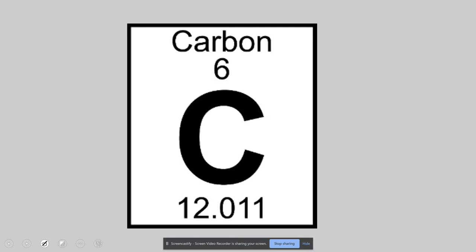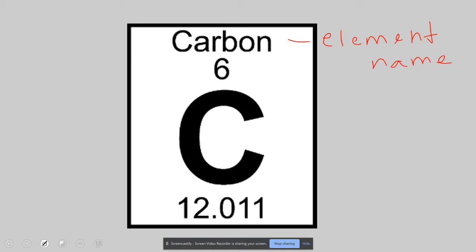We're going to take a look and see what information we can get from carbon's periodic table square. So I'm just going to go from the top down. We see carbon. That's written on the top. That's just the element name. That's easy enough to remember. That's how we know what the element is, the element name.